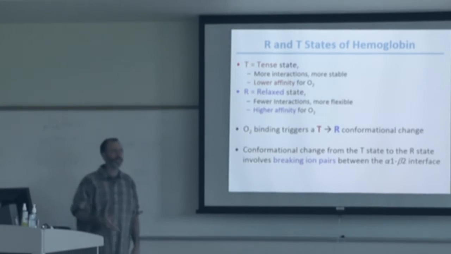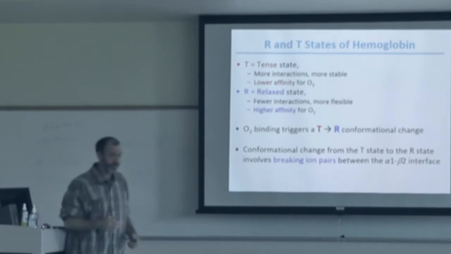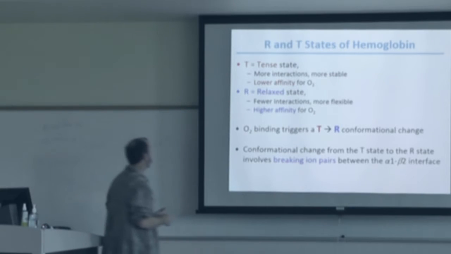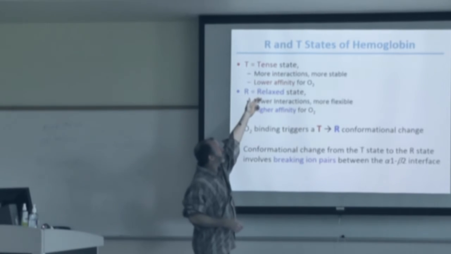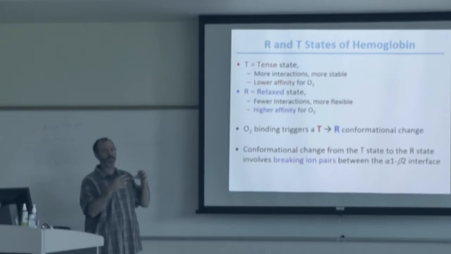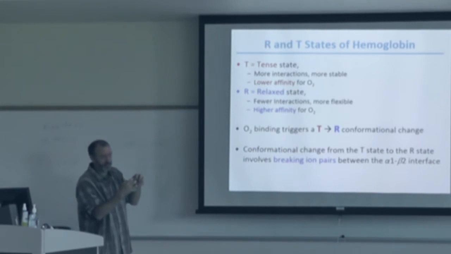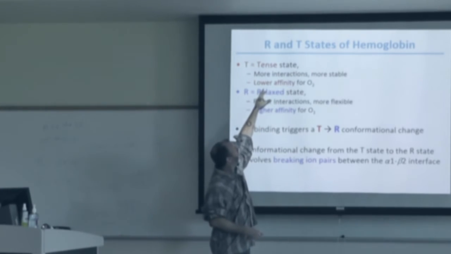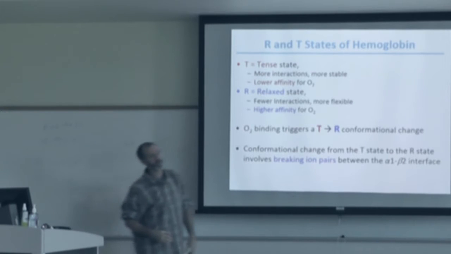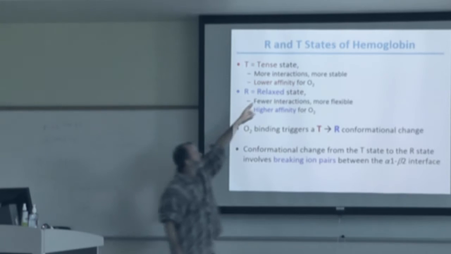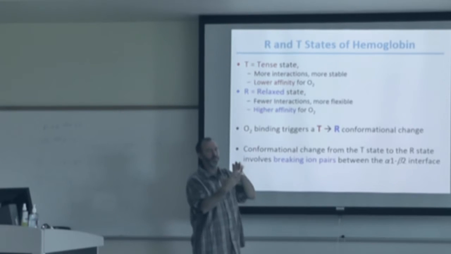So you'll hear this when we're talking about allosteric regulation or allosteric proteins. They exist as two different states: a tense state, which is low affinity, and a relaxed state. In the tense state, you have more interactions, so it's more stable. So it's tense, right? More interactions, more stable, and it has a lower affinity for oxygen. We're talking about the tense state of hemoglobin: lower affinity for oxygen, more interactions between the subunits.